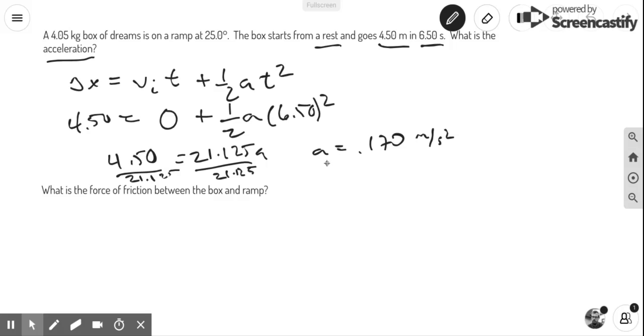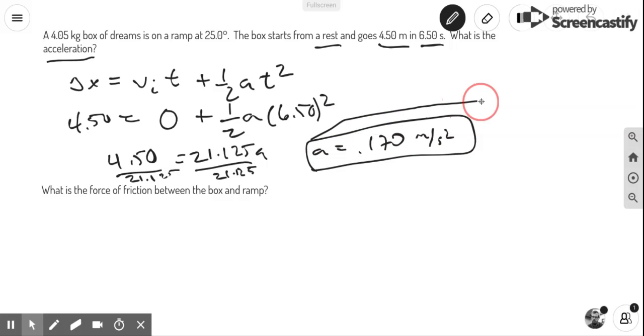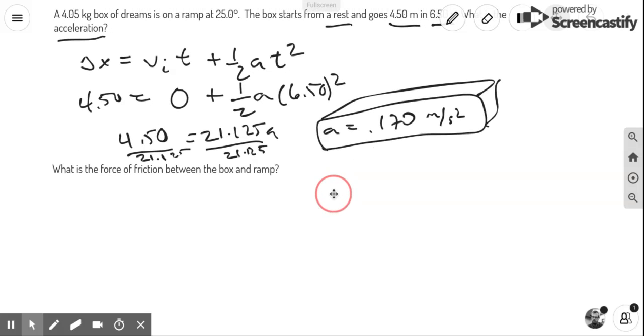Just going back on that, make it a little bit nicer box. Ooh, that's a pretty box. We can make it three-dimensional if we want. Woo! Okay, so our acceleration is 0.170 meters per second squared. Sorry about that.